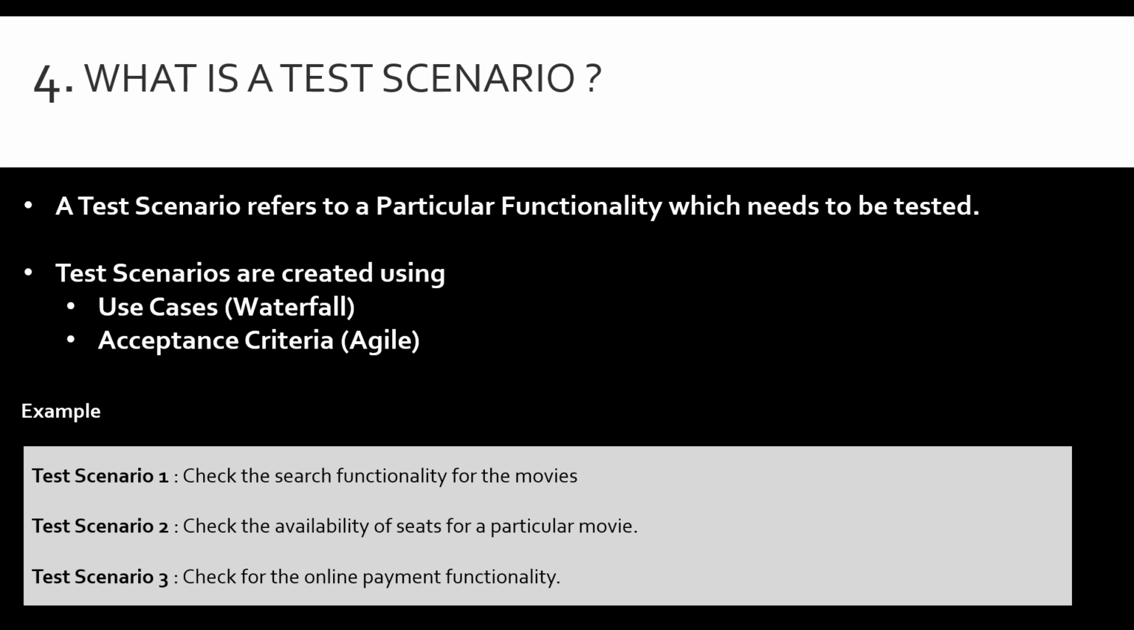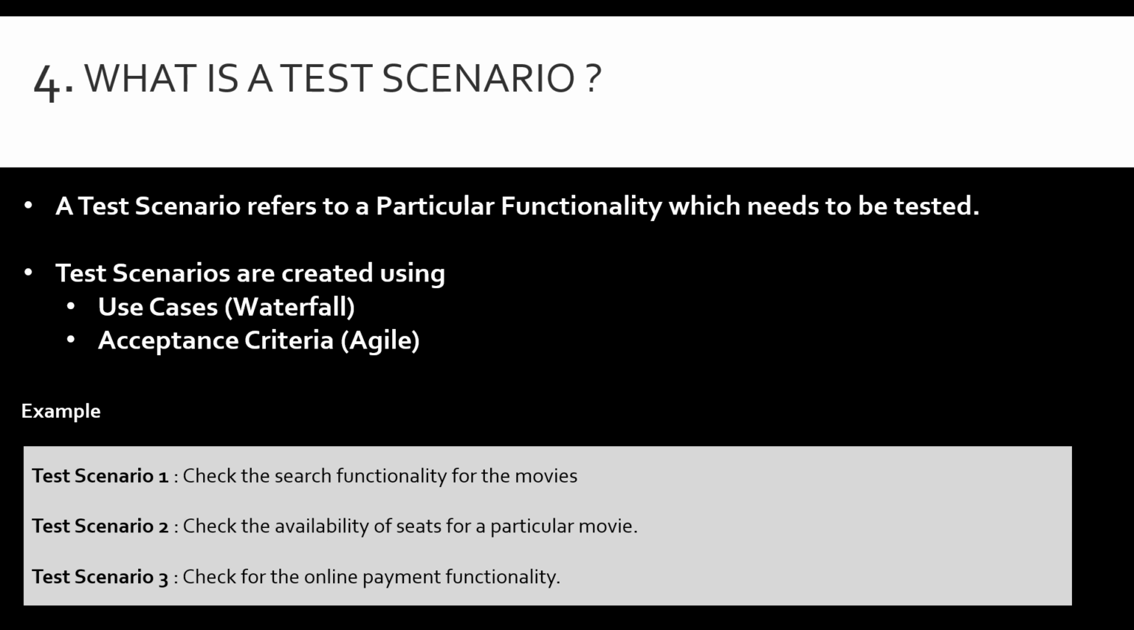This is where the customer logs in, selects the movie and the timings, and then goes to a screen which shows which seats are available and which seats are not for selection. The seats which are available may be in white, and the seats which are not available can be grayed out. Test scenario number 3, check for the online payment functionality.